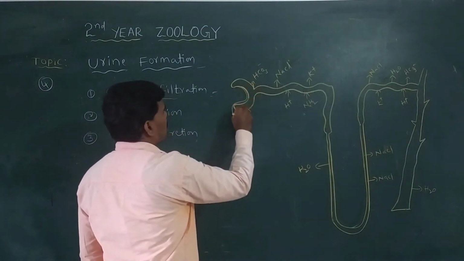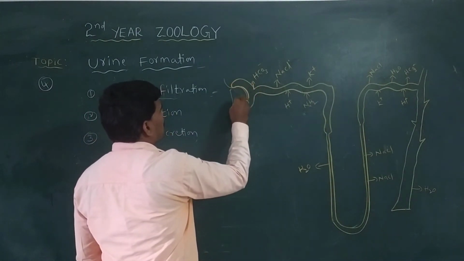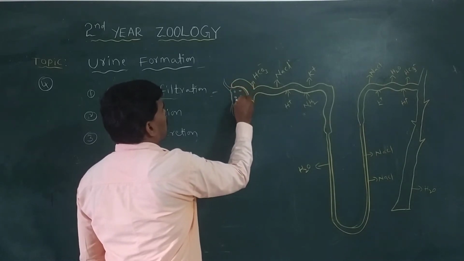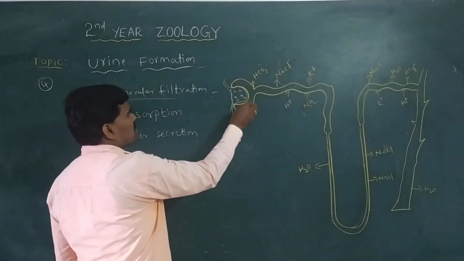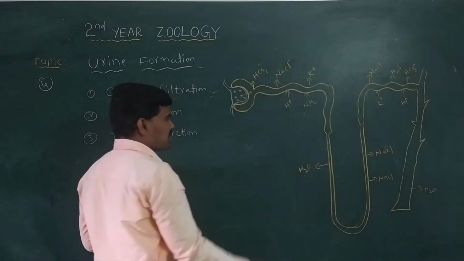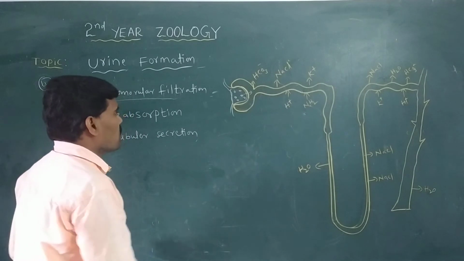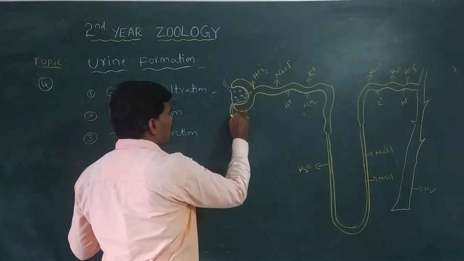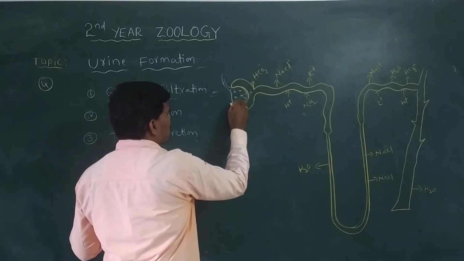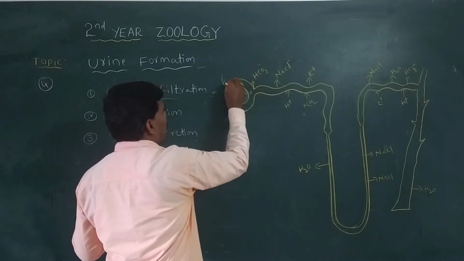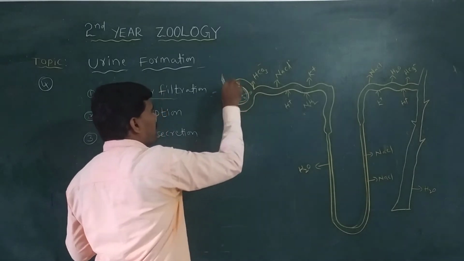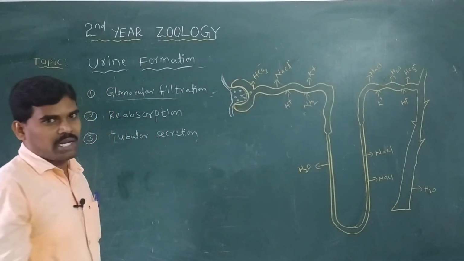This is the glomerulus, and this is Bowman's capsule. The glomerulus is filtered into Bowman's capsule. How is it filtered? This is the afferent arteriole and the efferent arteriole. The afferent is the wide space and the efferent is the narrow space, and they transport the blood forcefully under pressure.